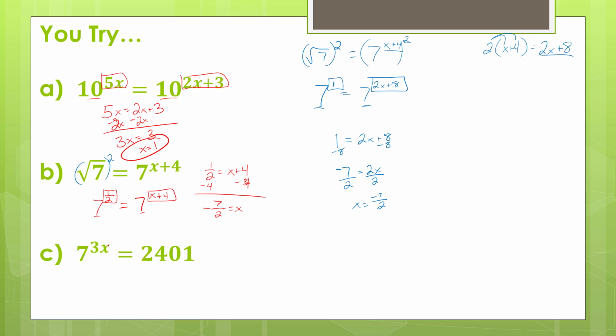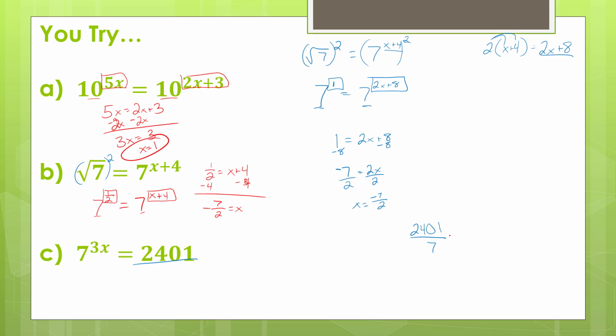All right, 7 to the 3x is equal to 2,401. And so on this particular problem, either 2,401 is going to be divisible by 7 an even number of times, or we're not going to have like bases. It's as simple as that. So let's go ahead and take our 2,401 and divide it by 7. Well, that comes out evenly, so it's looking pretty positive.